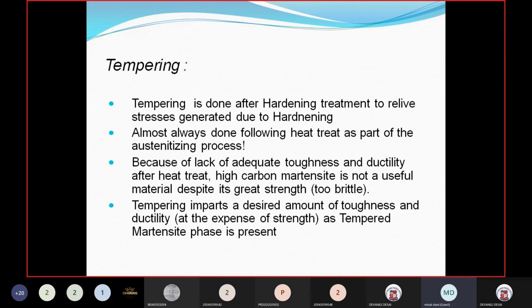Okay, so in tempering, the same thing, it will relieve all the stresses generated during the hardening, and with this hardened condition, a little bit of ductility and toughness is there in your steel. So this treatment, hardening and tempering, is more frequently used with different varieties of steel. Okay, next slide, madam.